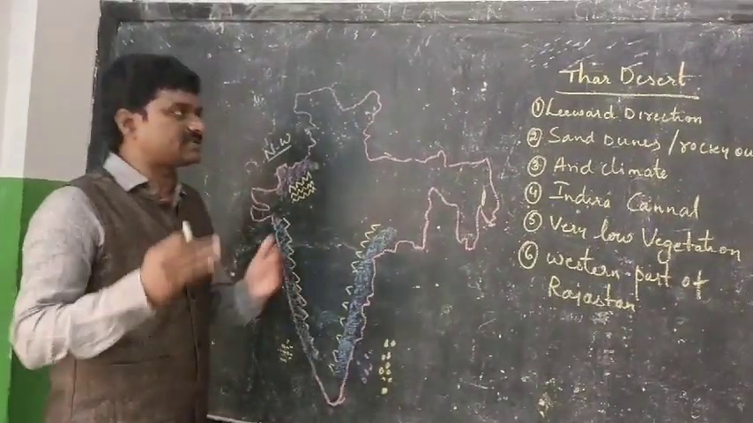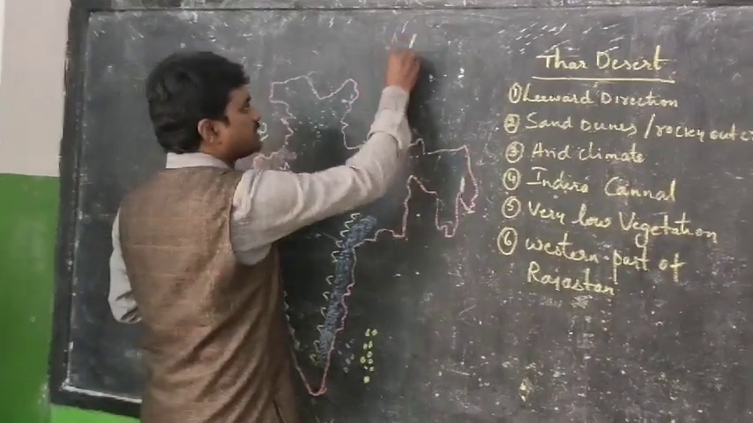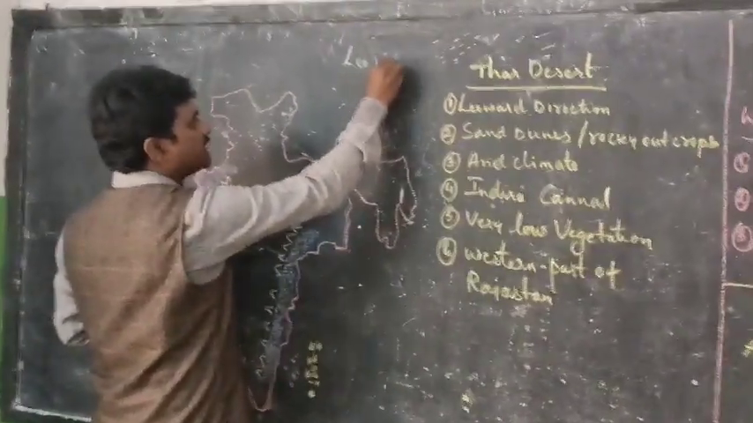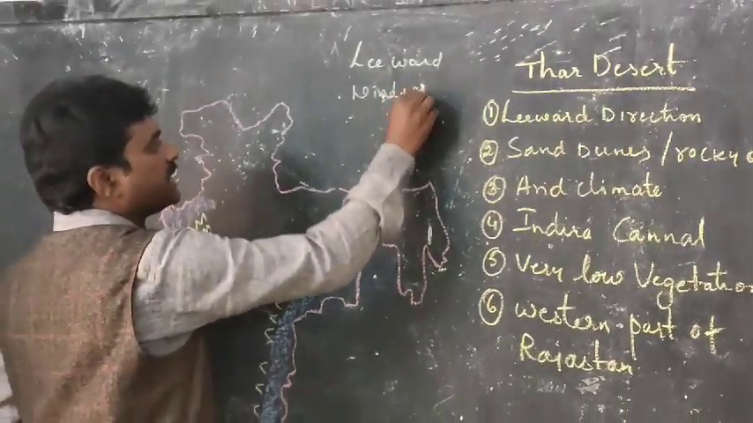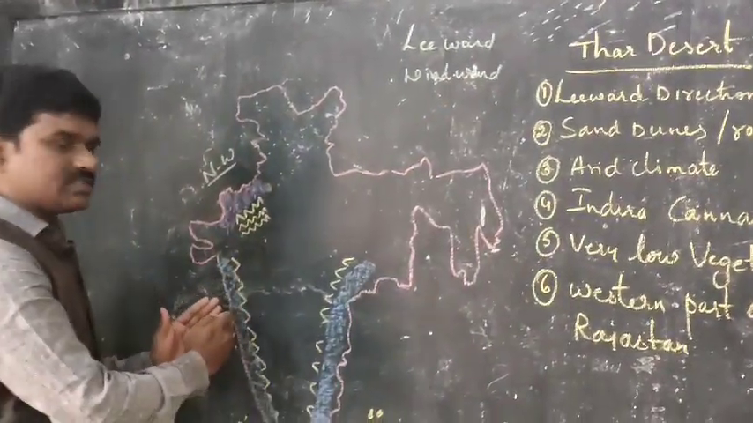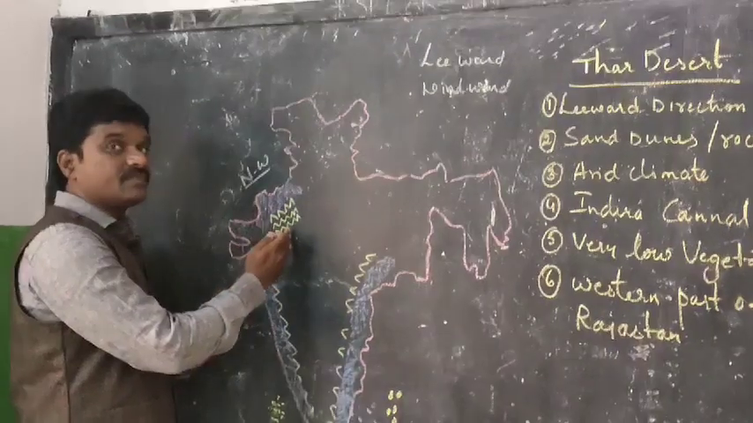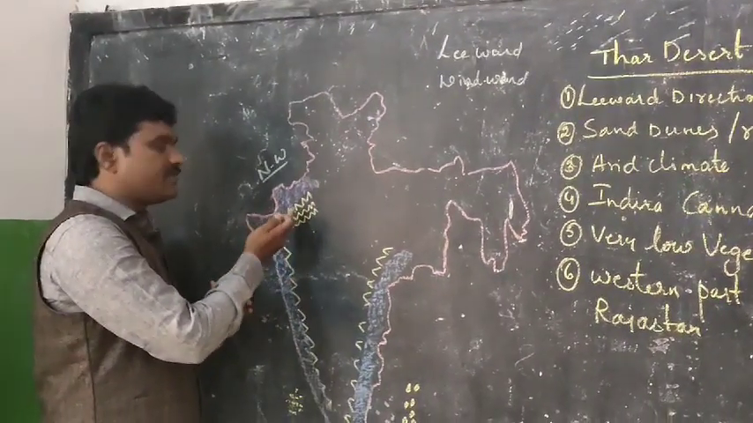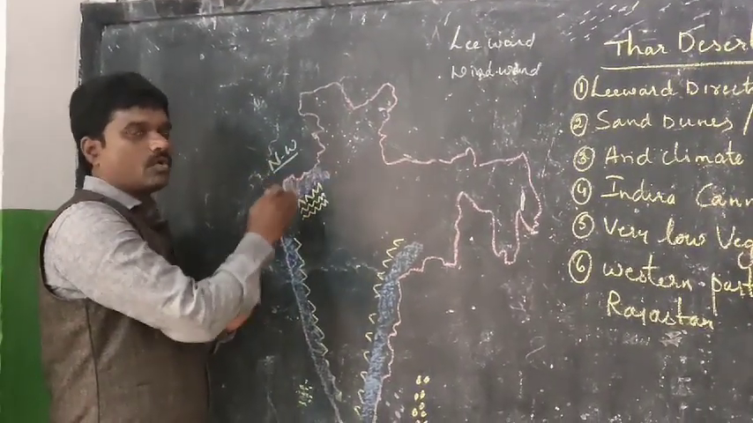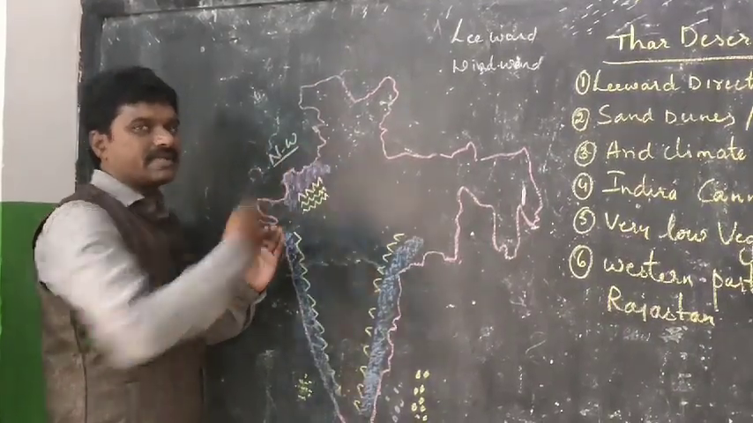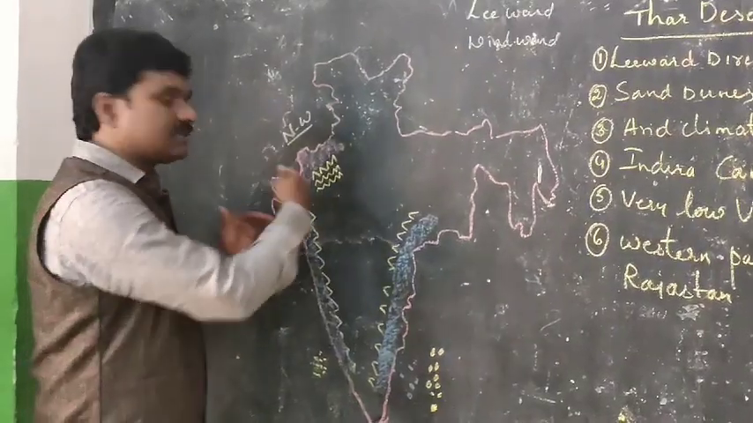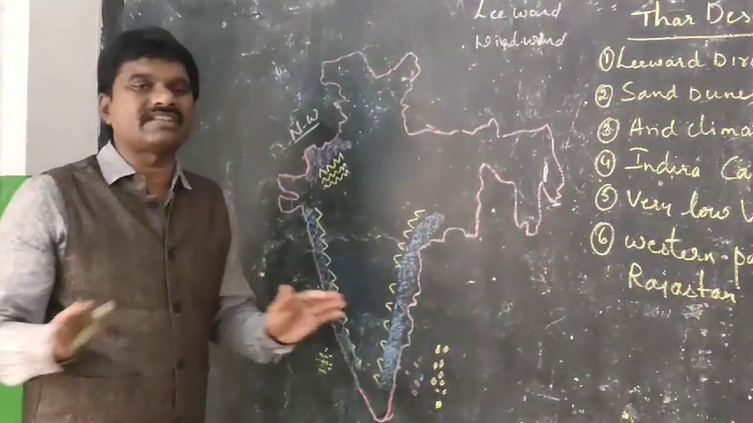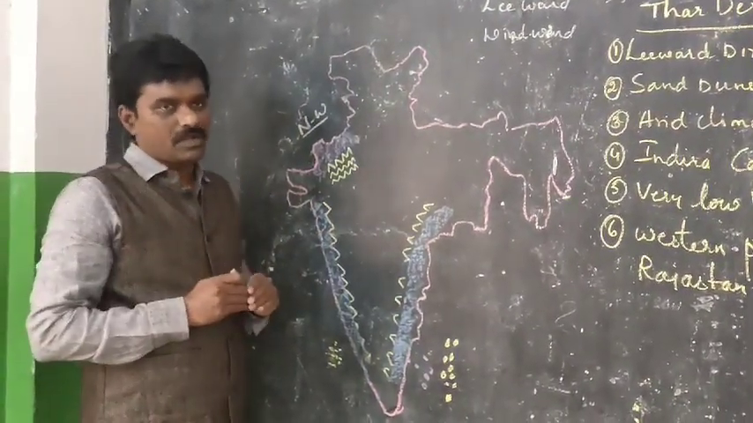So what is leeward direction? You have two directions here. One is called the leeward direction and another is called the windward direction. The direction through which the wind moves is called the windward direction, and the side the winds cannot go to is called the leeward direction. That is also called the rain shadow region, where that part of the region does not receive any rainfall.